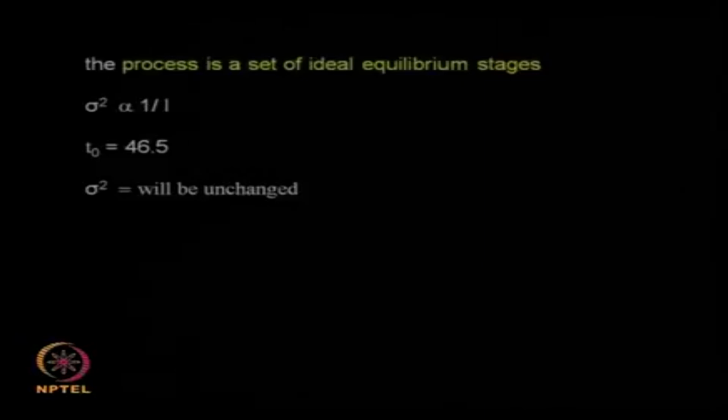So the entire column is divided into a large number of ideal stages. In that situation sigma square will be proportional to 1 by L, that is the column length. If the column length is very large, you obviously have a large number of ideal stages, then your sigma will become small, that means the peak width will become very small, and obviously the efficiency of the column is extremely good. If the column length is short, your sigma will be large, that means the peak width is also large, and the efficiency of the column is not so good. In an ideal equilibrium stage, sigma square is proportional to 1 by L, so velocity, you can see, is not coming into the picture.